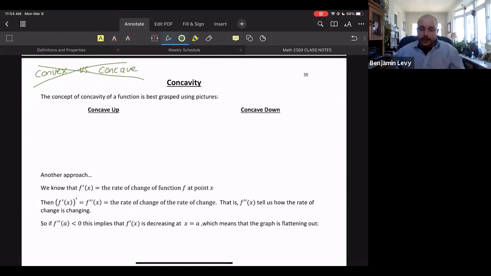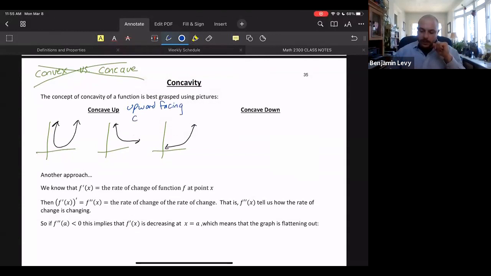So graphs that are concave up, let me draw 3 graphs real quick, have a curvature that is upward facing. So an upward facing curve might look like this, for example, like x squared. But it doesn't have to be that drastic, right? So something like this is also concave up, or something like this with even slighter curvature is also concave up. So when you hear concave up, you should just think it has upward facing curvature, like a bowl, right?